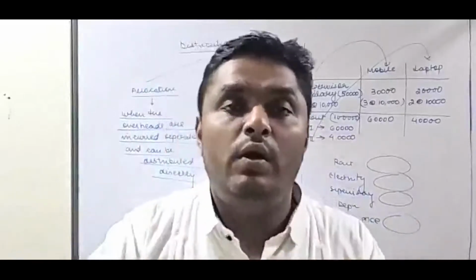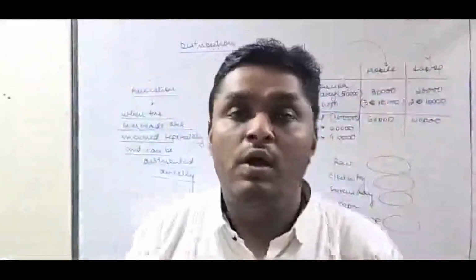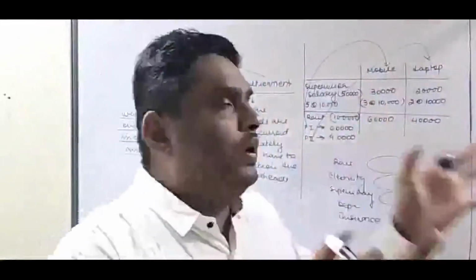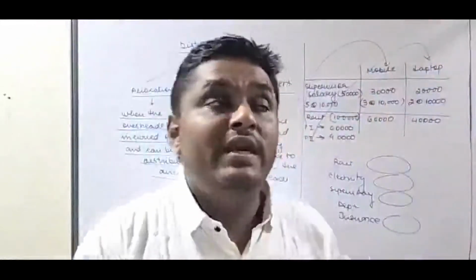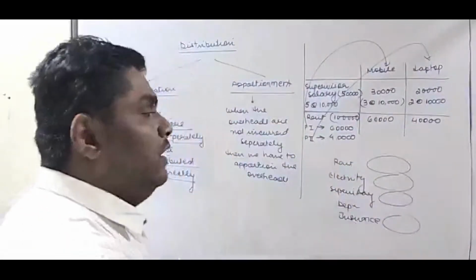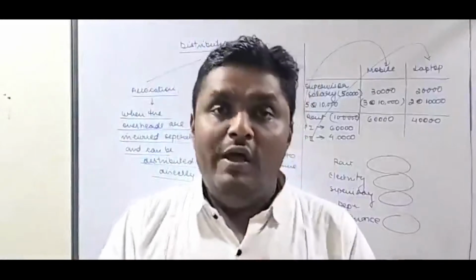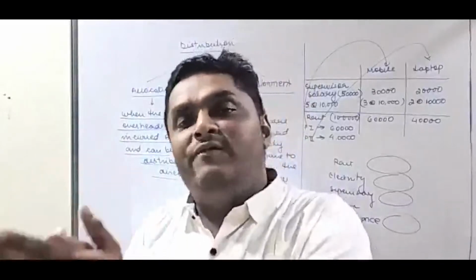They are not incurred separately, not separately for every department. They are incurred as a whole. So herein we cannot allocate these expenses. So we need to apportion these expenses. We need to apportion these overheads. Now the point is how to apportion. So if allocation is not possible, we have to apportion.